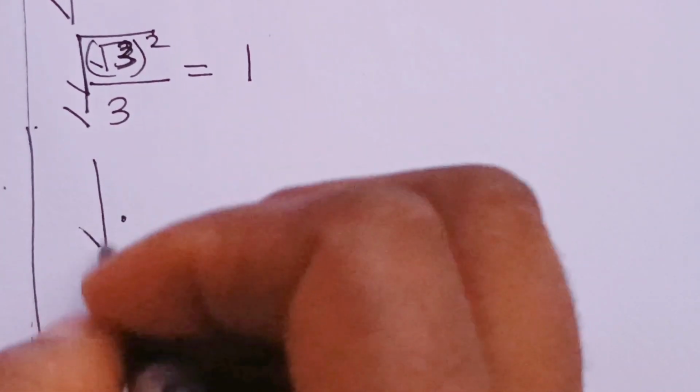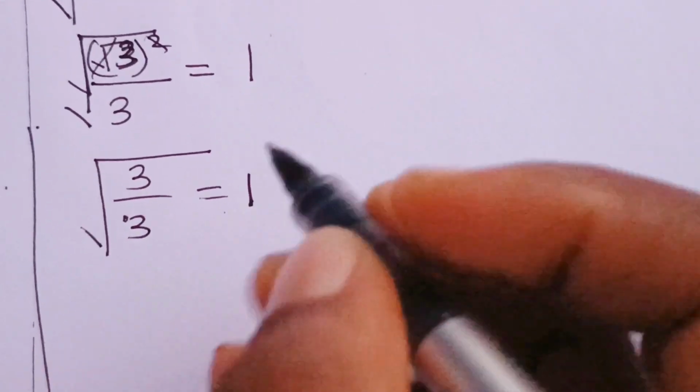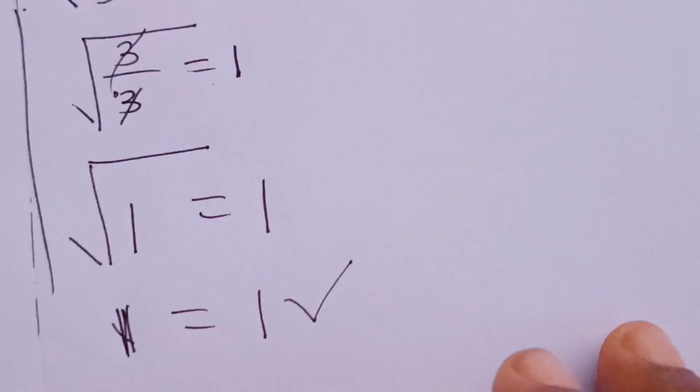Now when we solve, this square will cancel this square root, so we have only 3 divided by 3 is equal to 1. So we have the square root of 3, we cancel 3, we have 1 is equal to 1, and square root of 1 is equal to 1. So this is agreed on. The answer is correct. Now let's prove the last one.